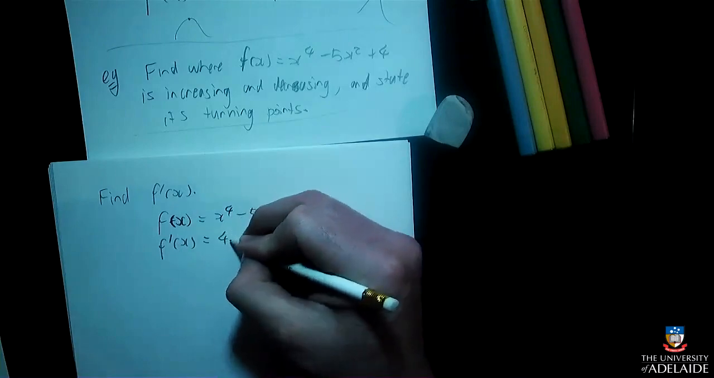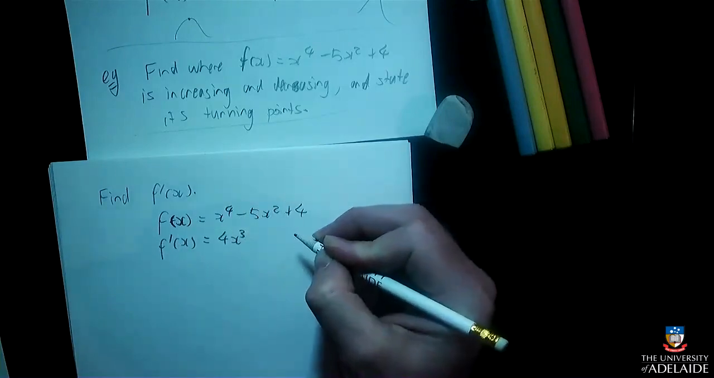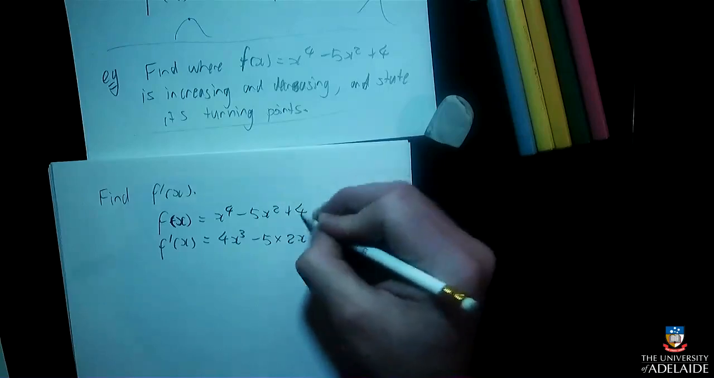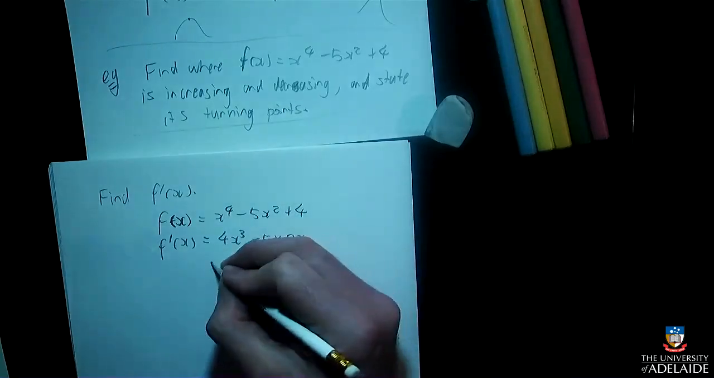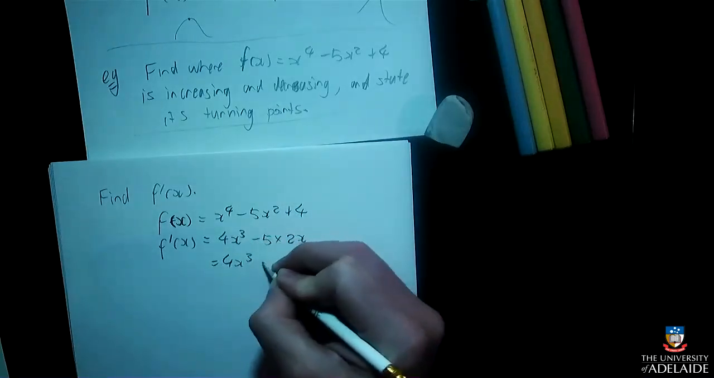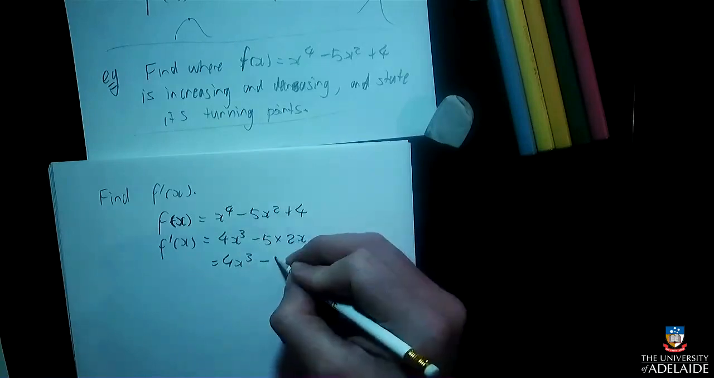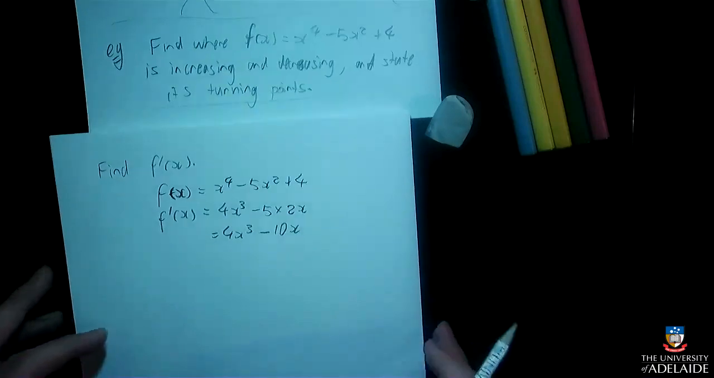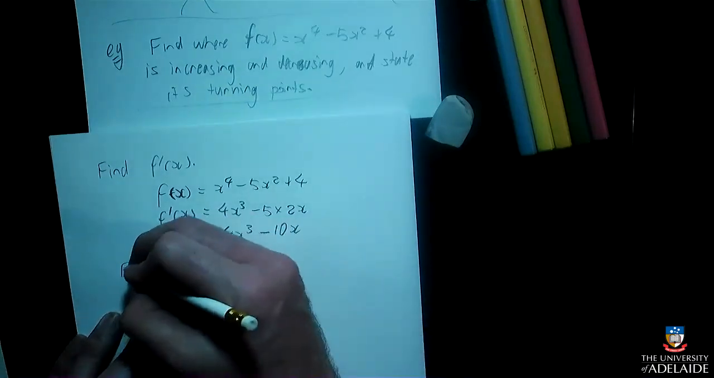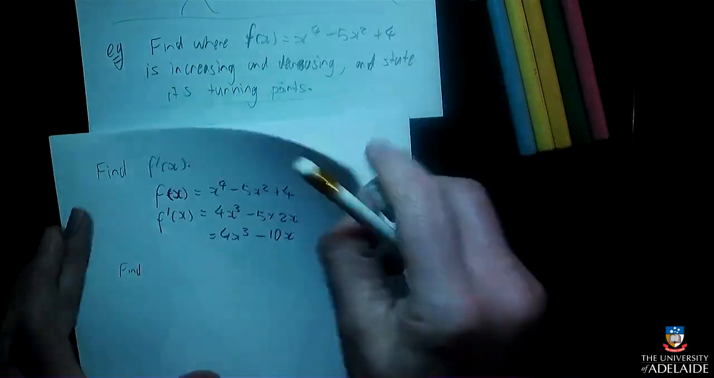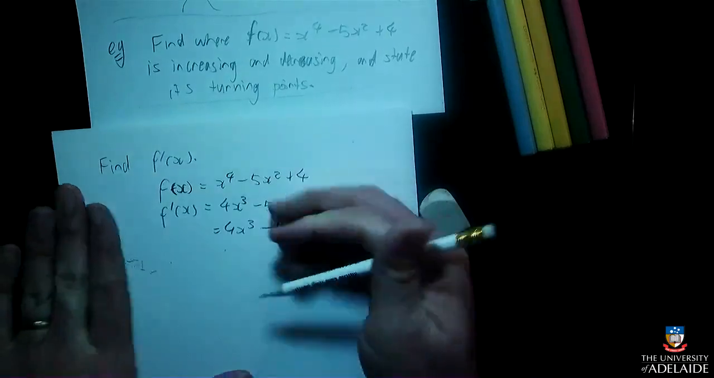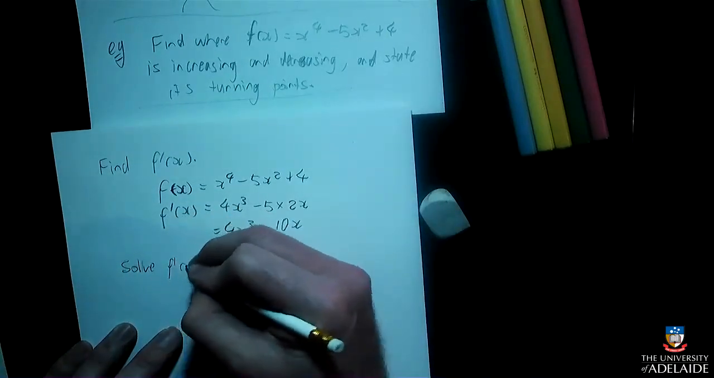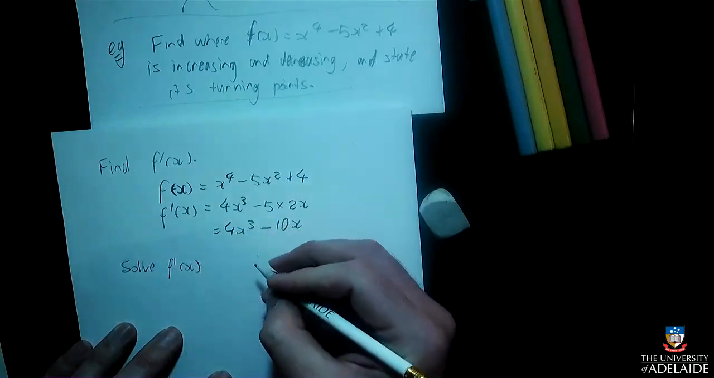Okay, so the power will multiply and then the power will go down by 1. The minus 5 will still be there, it'll become a 2x, and the 4 will disappear. And so I've got 4x cubed minus 10x. Okay, and so then I should find when it was 0. So solve f dash x is equal to 0.